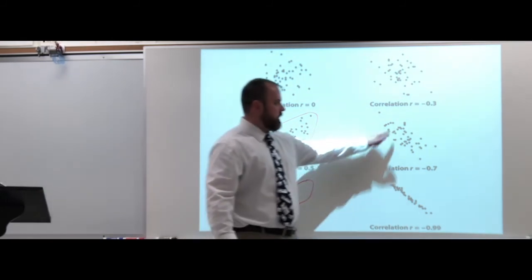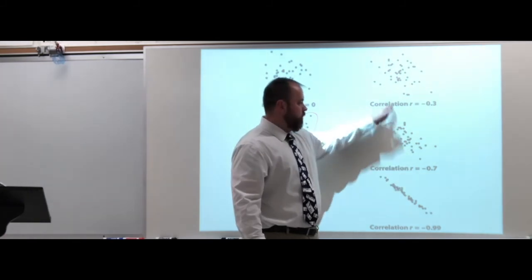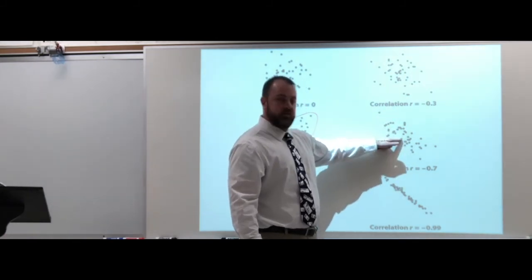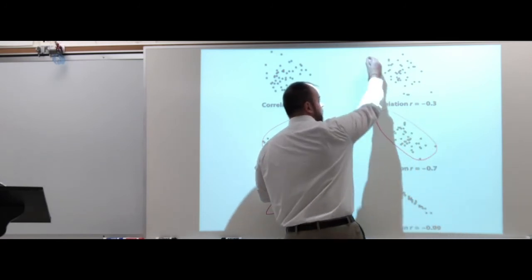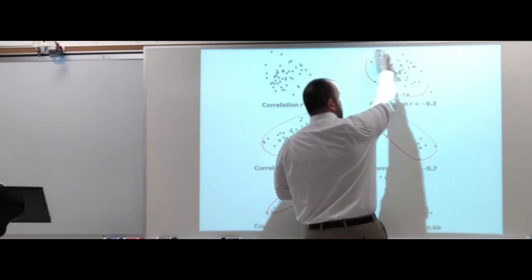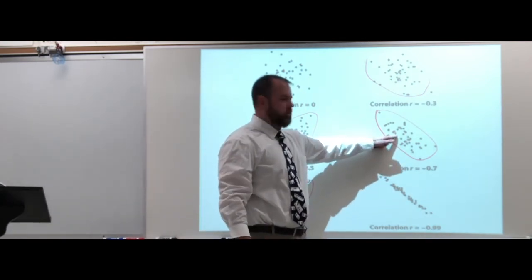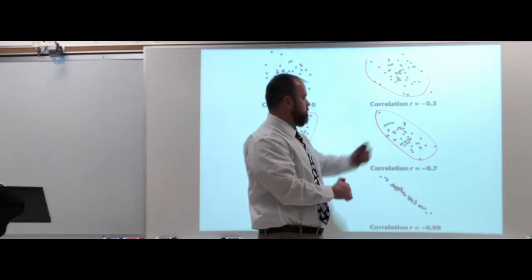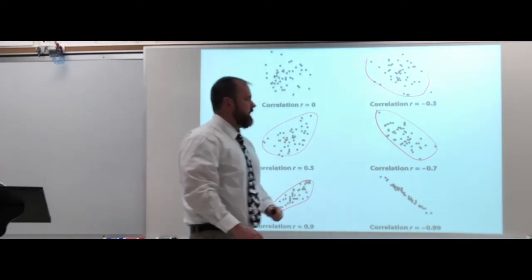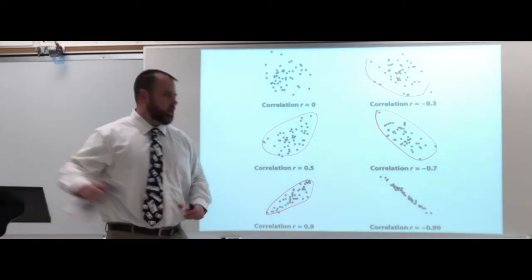Here, looking at negative 0.3 compared to negative 0.7, which one's stronger? The negative 0.7 is stronger. If you look at it again, the negative 0.7 is a little closer together. Still not the strongest relationship, but it's a little closer compared to the negative 0.3. Negative 0.3 is getting pretty close to 0. We would actually consider that a weak relationship.